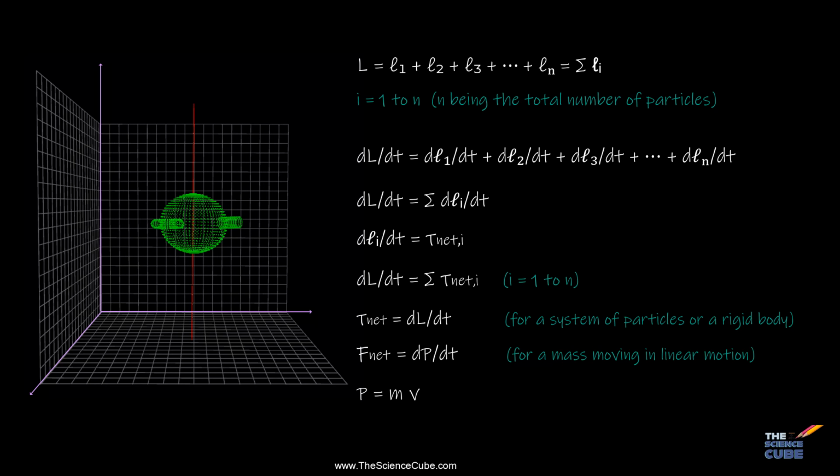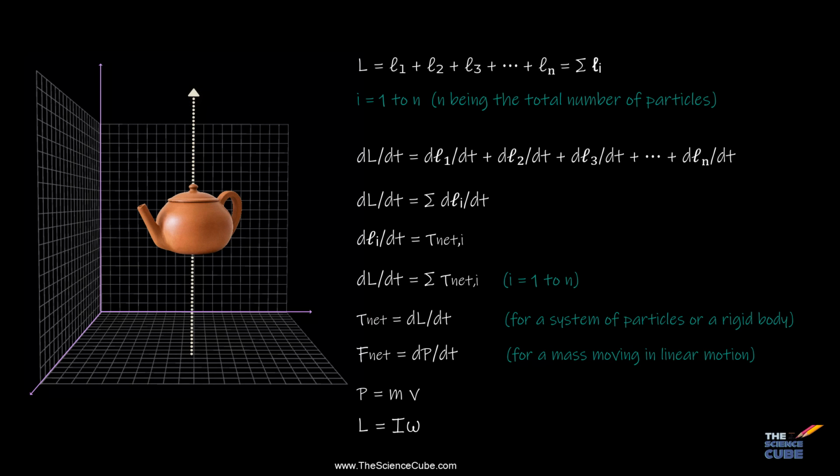Again, drawing parallel from the idea that linear momentum is a product of mass and the velocity of the center of mass, we can say that for a rigid body, L is equal to I omega, where the rigid body is rotating about a fixed axis and I is the rotational inertia of the body about that fixed axis, and omega is the angular velocity of the body about the same axis.